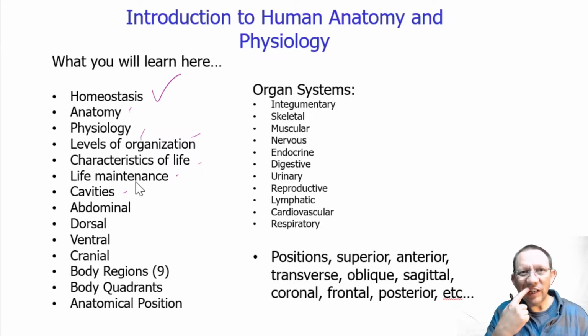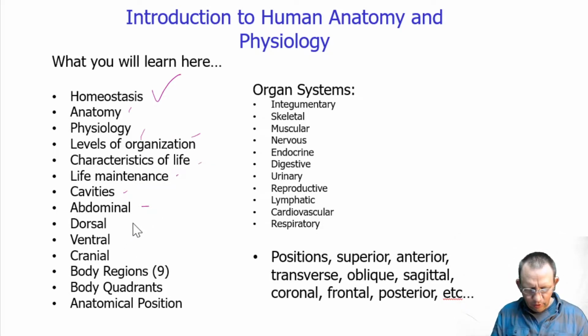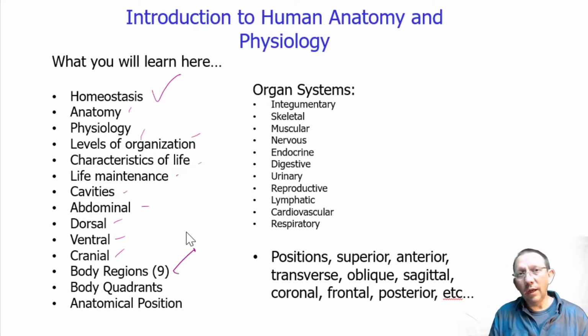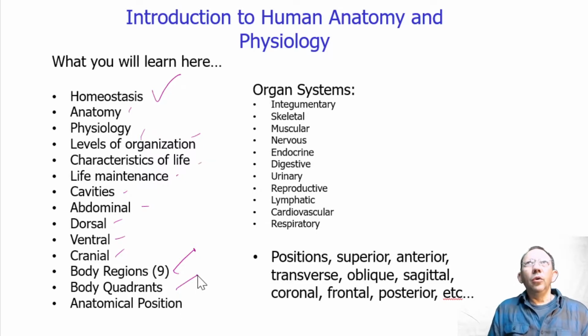Cavities, not the ones in your teeth. These are the cavities, the open spaces in your body, okay? We have different ones: abdominal, dorsal, ventral, cranial. The 9 body regions, this is going to be the abdominopelvic area, and we'll go over that. I'll do a little diagram, and the body quadrants, which is what you'll probably use more than the 9 regions. But the 9 regions are really good for testing purposes, so just remember that, okay?